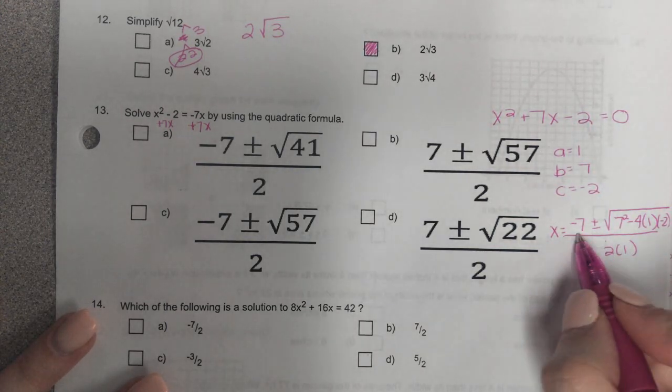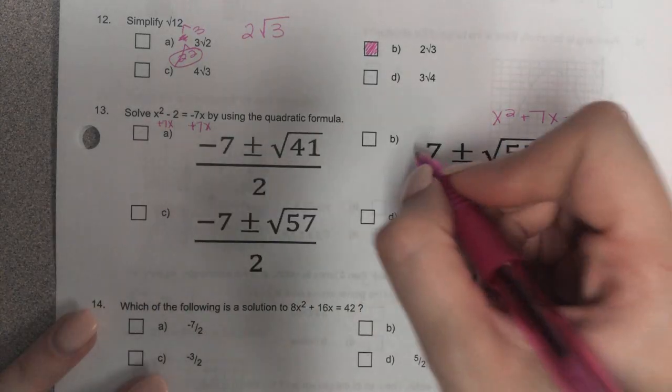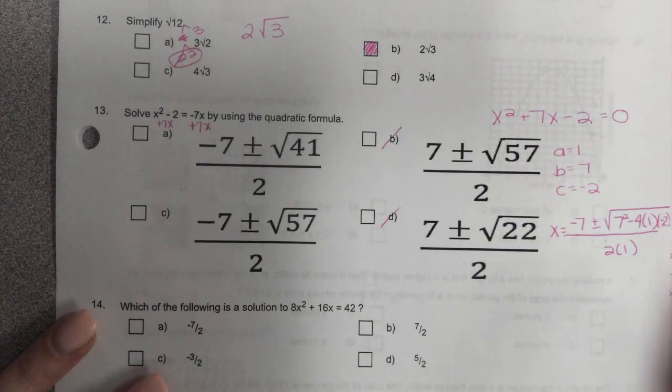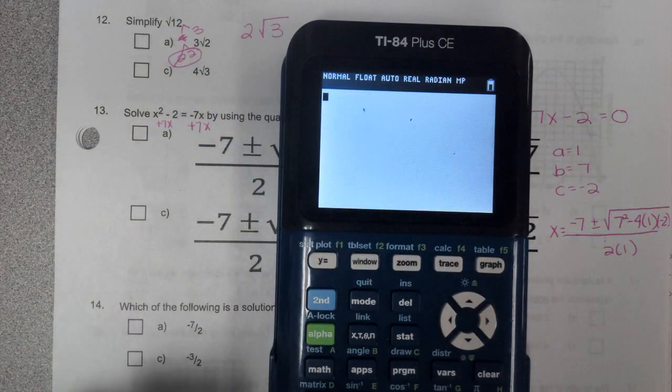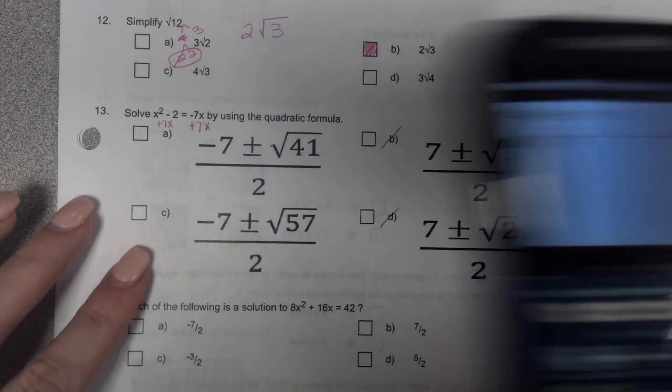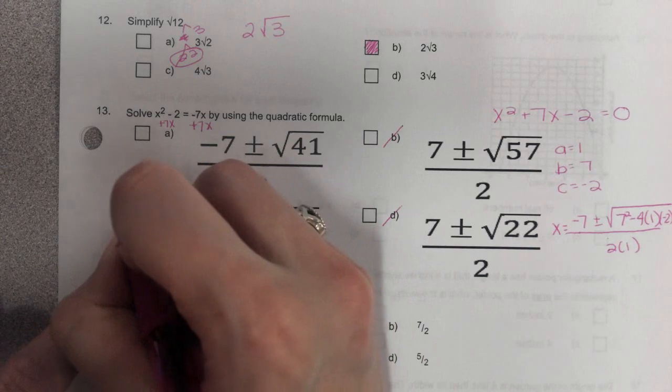Sorry about you. All right, so it has to start with a negative 7, so it can't be b or d. And then let's simplify what's underneath that radical. So we get 7 squared minus 4 times 1 times negative 2, 57. So it's going to be C.